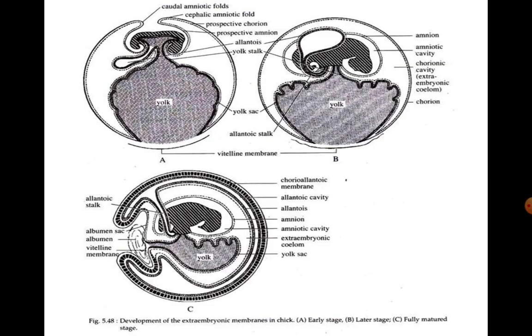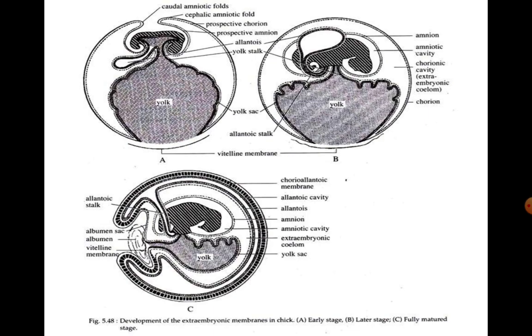Now this is a diagrammatic representation showing how these extra embryonic formations take place at the early stage, the later stage and the fully matured stage of extra embryonic membranes. You can practice these 3 diagrams and you can learn how the formation of these fetal membranes has taken place and how they complete the process of development.